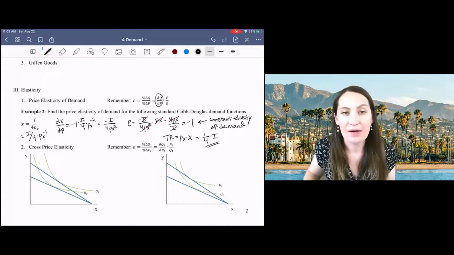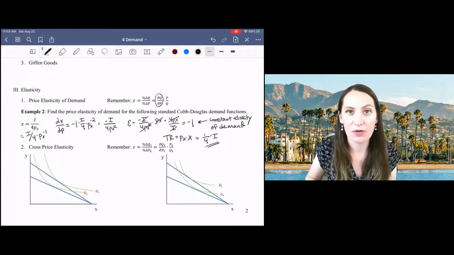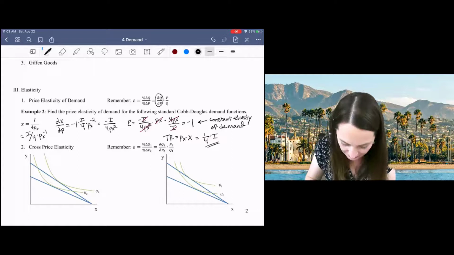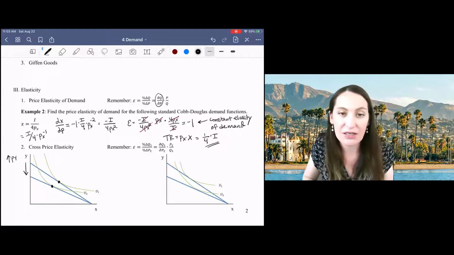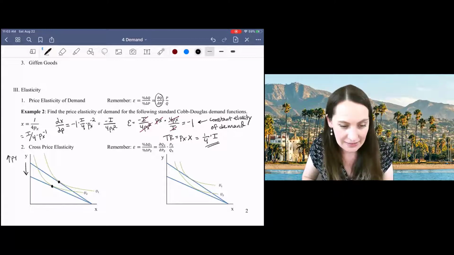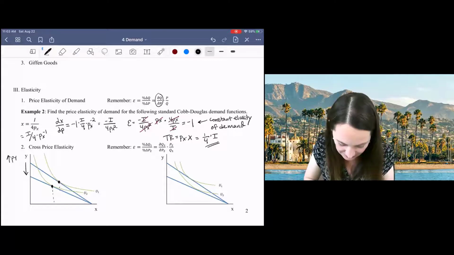So then the next thing that I want to do with elasticity is to look at cross-price elasticities and just talk about what substitutes and complements look like in the context of consumer choice. Okay, so here what we have is a shift in prices for Y. So here you can see we have an increase in the price of Y, which shifts this budget constraint down, and that leads to a difference in the quantity of X that we consume, and of course the quantity of Y that we consume.